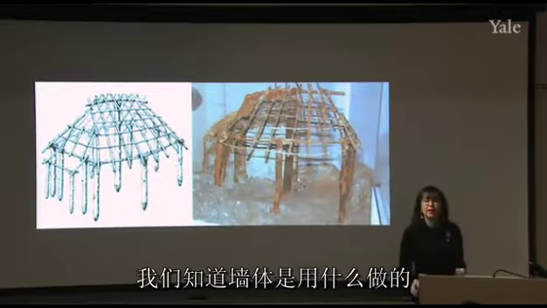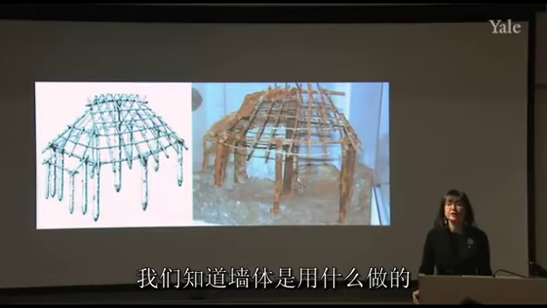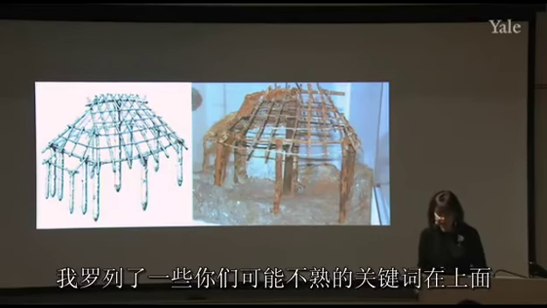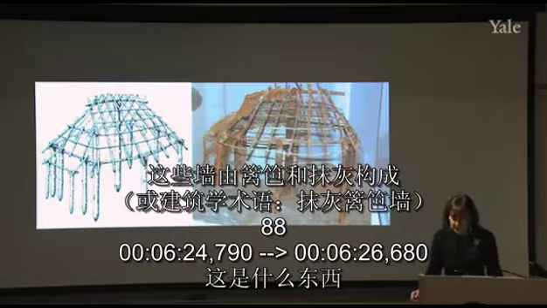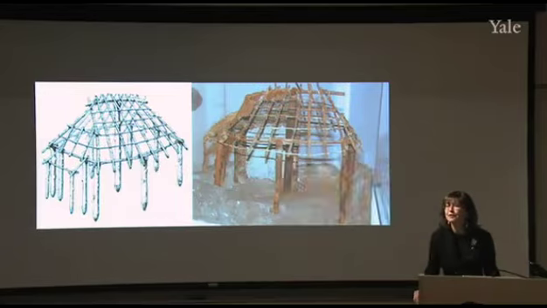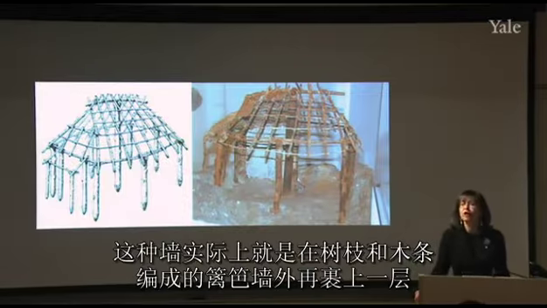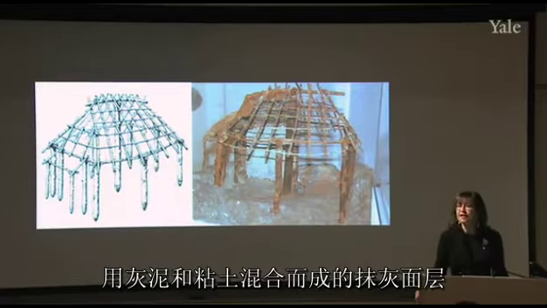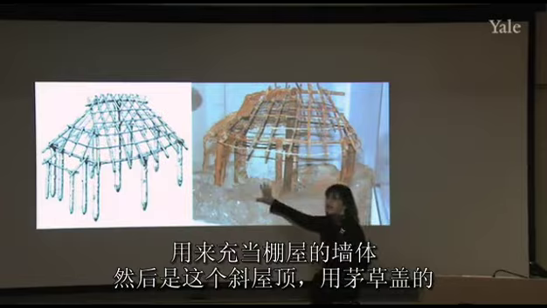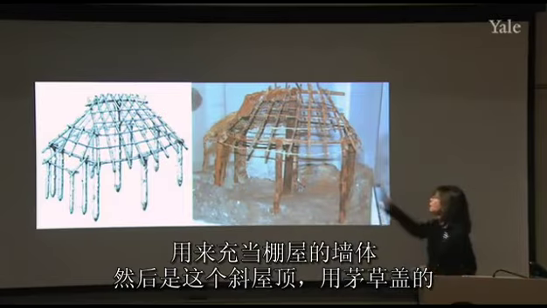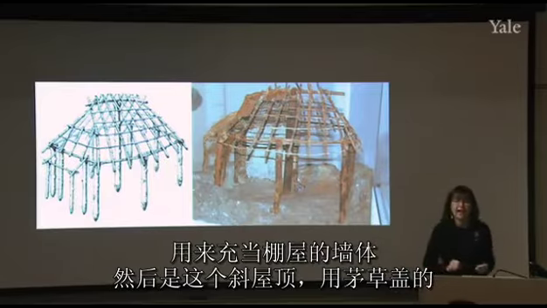We also know what the walls were made out of. They were made out of something, and I put some of the key words that might be unfamiliar to you on the monument list as well. They were made out of wattle and daub. Well, what is wattle and daub? Wattle and daub is twigs and rods that are covered and plastered with clay. That served as the walls of the structure, and then the sloping roof, as you see it here, was thatched.